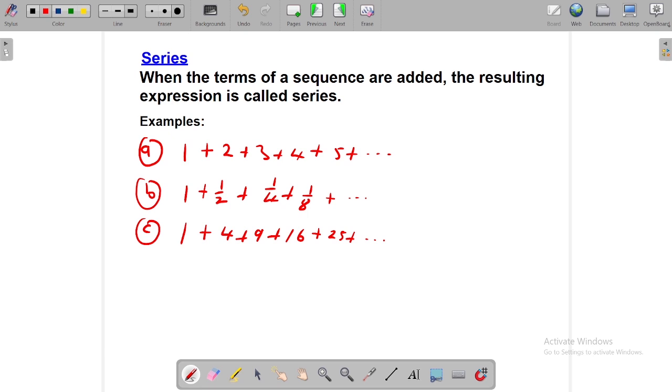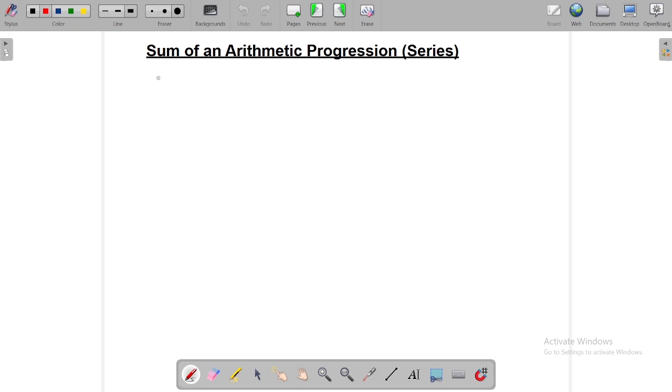Let's look into them. The sum of arithmetic progression, series. Let's use Sn to represent the sum of an arithmetic progression. Now the formula says n over 2, square bracket open, 2a plus, bracket open, n minus 1, bracket closes, common difference. Remember, this is for AP.